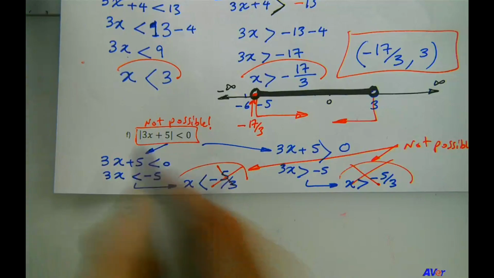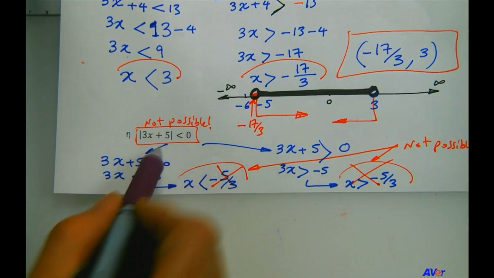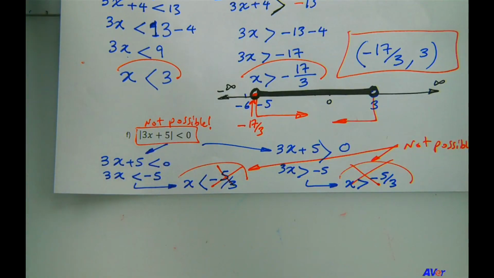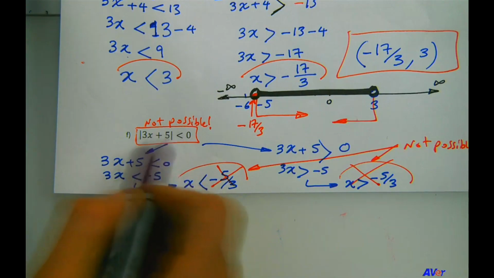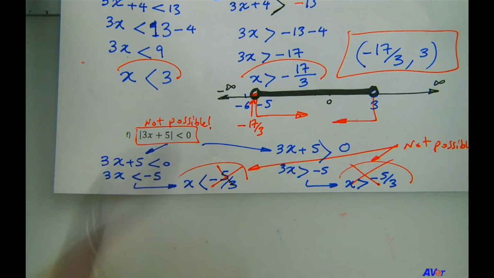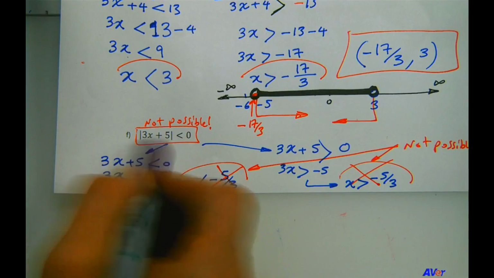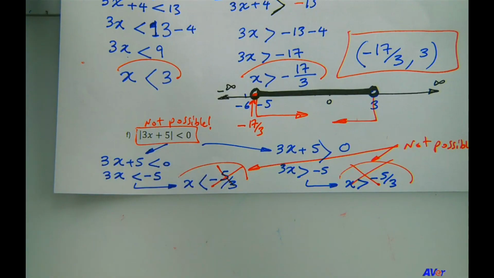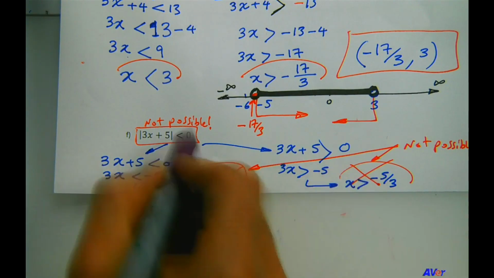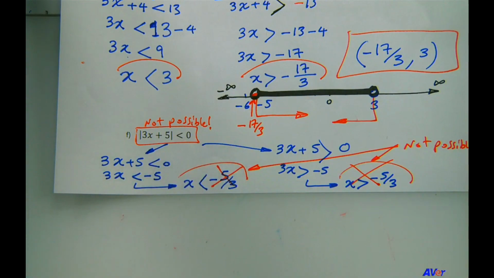If you realize that this is not possible because absolute value is never negative, and this is suggesting that absolute value should be negative, could you avoid this and just write not possible? Yes, you could. You'd get full credit if you did that. But if you went through it and did everything correctly, you could see that it's not possible anyway. Okay? All right.